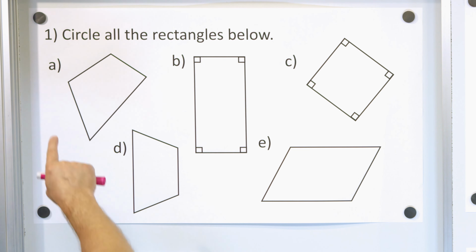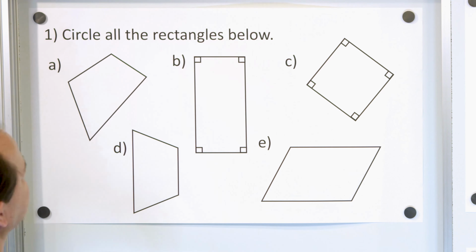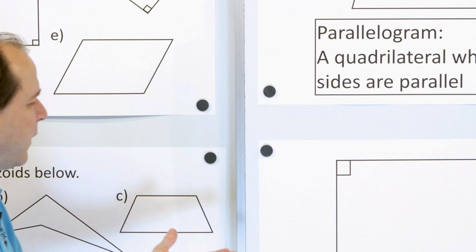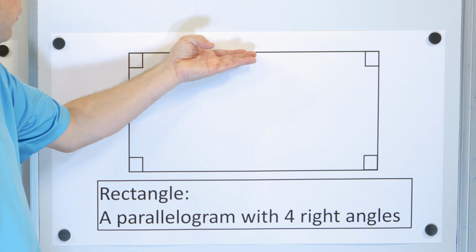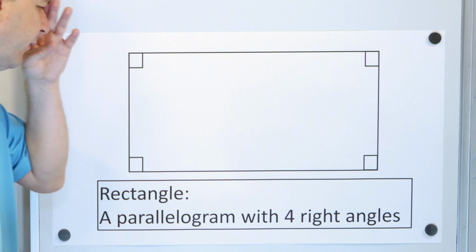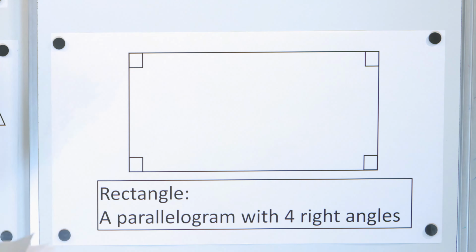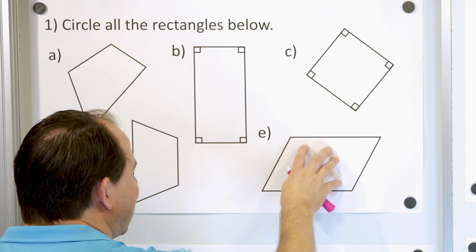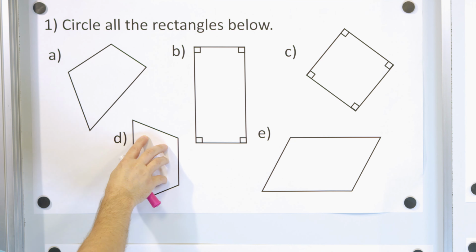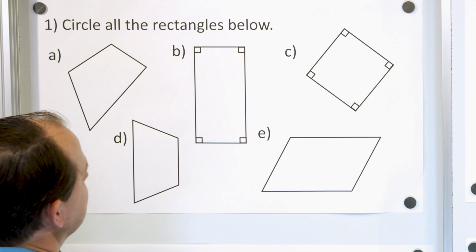All right, question number 1, circle all of the rectangles below. Okay, so remind yourself, what is a rectangle? It's a parallelogram, meaning you have to have two opposite sides that are parallel, and you also have to have the 4 right angles in the corner. Well, this one, there's no right angles in the corner. These have no right angles in the corner. These have no right angles in the corner.